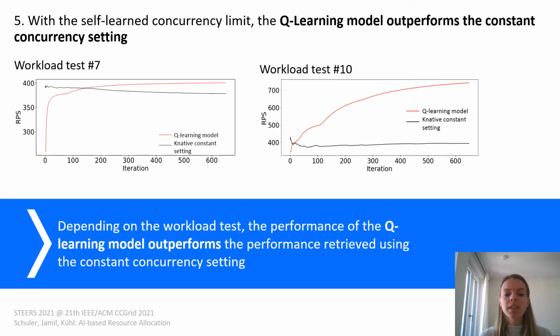To evaluate if the setting the agent learned by itself is really beneficial, we compared the average throughput over the iterations of the Q-learning test with the average throughput of the same workload but using a constant setting. And what we can see here now, exemplarily shown for both workload tests that we went into more detail before, is that at the beginning, the constant setting is better since our Q-learning model is randomly exploring a lot of concurrency settings that are also not very beneficial. However, over the course of many iterations in both workload tests, our Q-learning model outperforms the performance retrieved by using a constant concurrency setting.